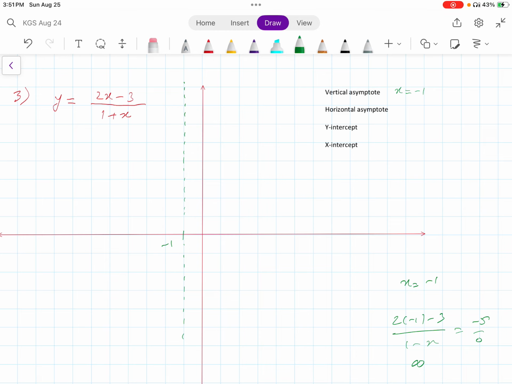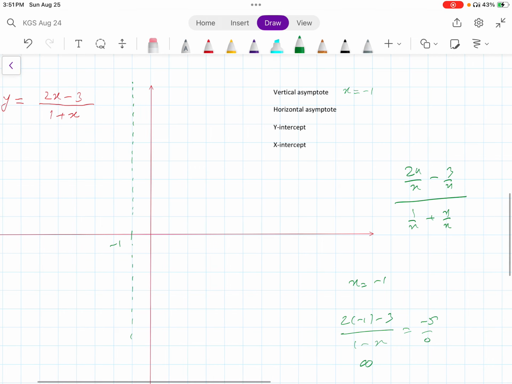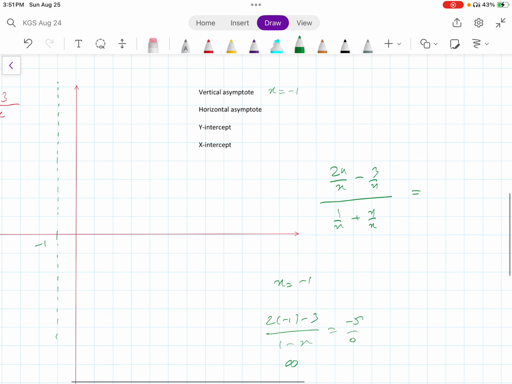Now to figure out the horizontal asymptote, we have to write our function in a slightly different way. For that, we need to use a technique. We divide the numerator and denominator both by the highest power of x. So in this example, x to the power 1 is the highest power, so we are going to divide every term by x. So we divide 2x by x, minus 3 over x, and 1 over x and x over x. This gives us 2 minus 3 over x, over 1 over x plus 1.